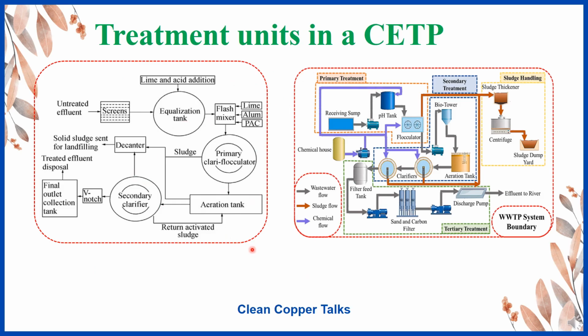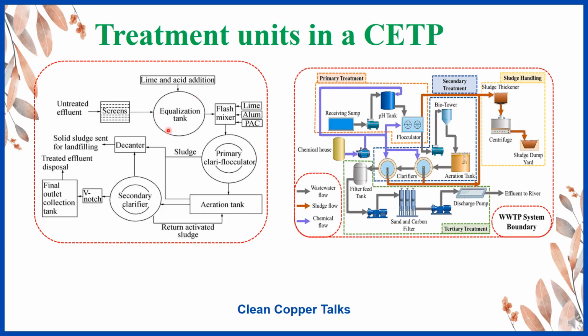Both are more or less the same. Basically, a CETP treatment unit has a preliminary treatment, then a secondary treatment, and nowadays there are tertiary treatments also, and ultimately it goes to wherever you want to discharge. So first is screens. Screens are for removing large particles and floating matter. Then equalization, with acid and lime addition in the equalization tank. Here pH neutralization is also done, and equalization is done.